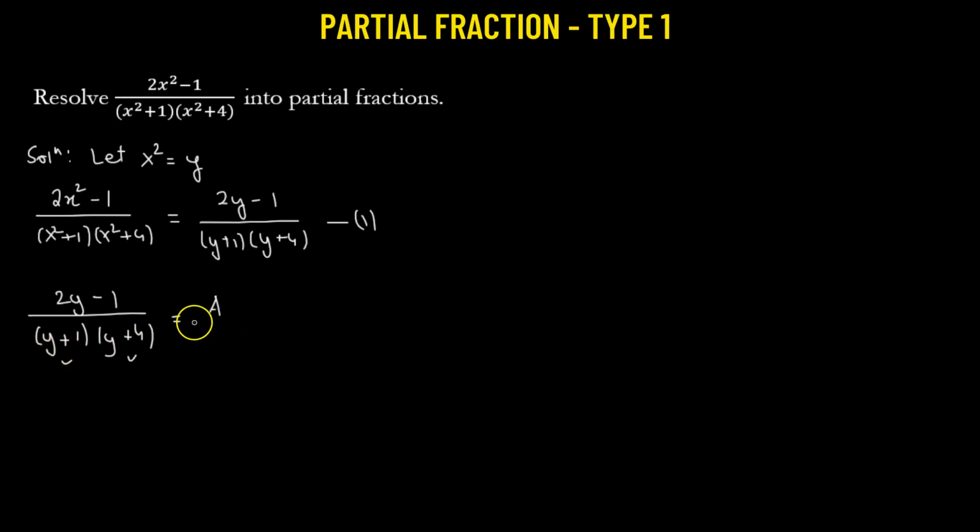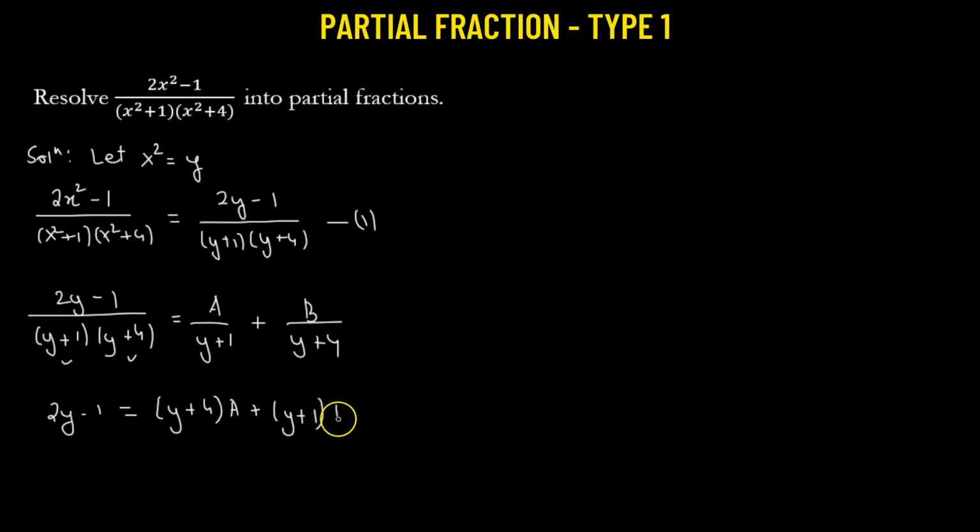So our first partial fraction is going to be a over y plus 1 and the second one is going to be b over y plus 4. To solve for a and b, which are constants here, we're going to multiply throughout with (y plus 1) times (y plus 4). So that's going to give us 2y minus 1 equals (y plus 4) times a plus (y plus 1) times b.